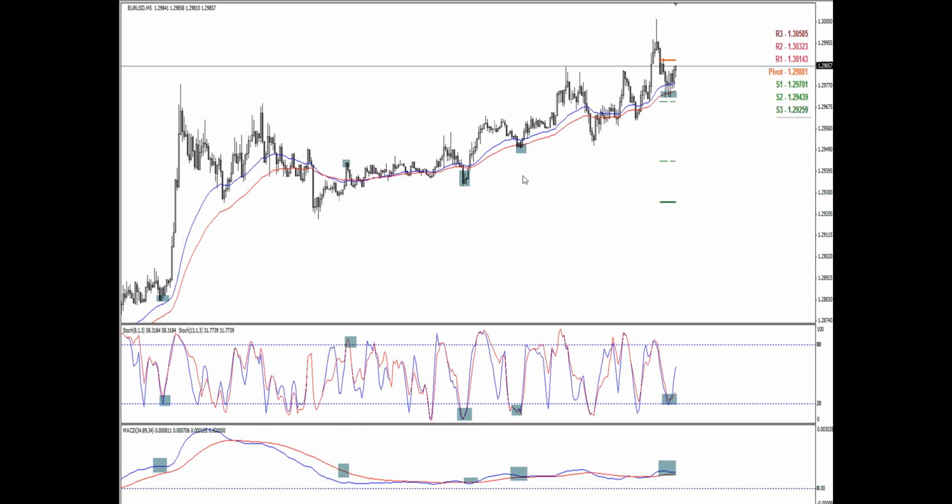You see stochastics are lined up. We see they are heading to the north. We see MACD, and we see again some sort of double bottom, and we can enter the trade. Again, the price went according to our entry.